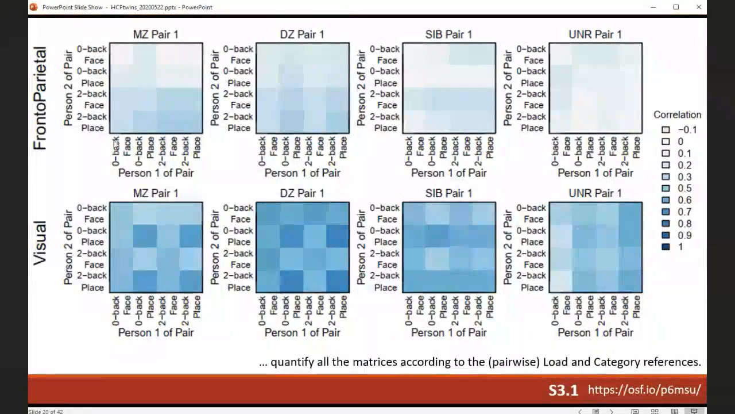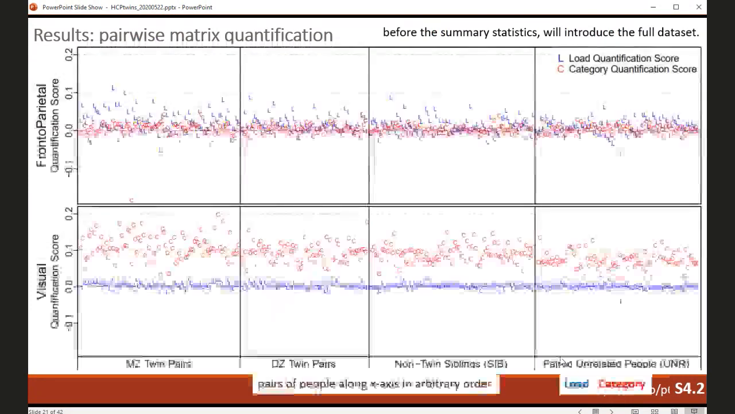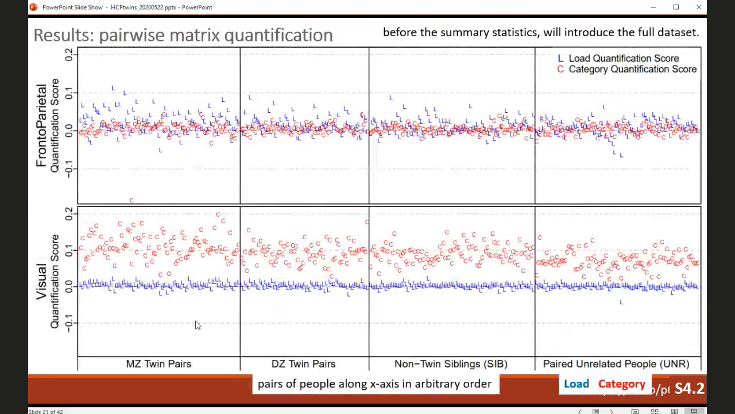So I have these matrices, and hold that thought, Bergolo, I'm sure I said your name wrong. Now we're going to quantify these matrices again, like before. Brace yourself: I'm going to show you the full data set, because I love this figure. It's a lot, so I'll walk you through it.